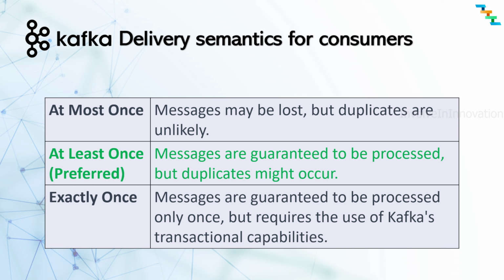First one is at most once. In this delivery semantics, messages are consumed by consumers and acknowledgements are sent to Kafka brokers before any further processing occurs. This means that there is a possibility of message loss if a consumer crashes after acknowledging but before processing the message. This mode is useful only when message loss is acceptable and minimizing duplicates is a priority.